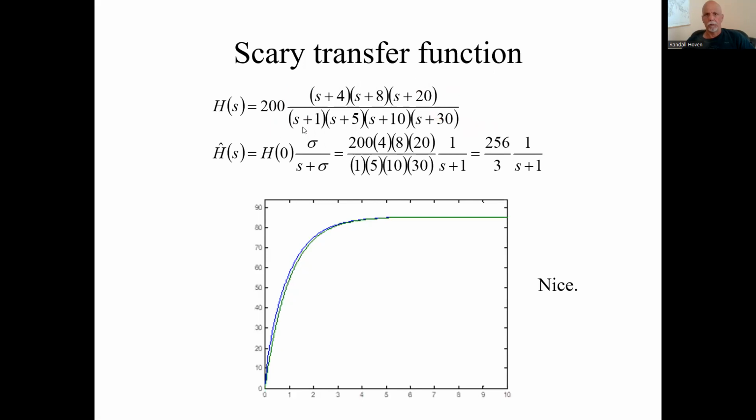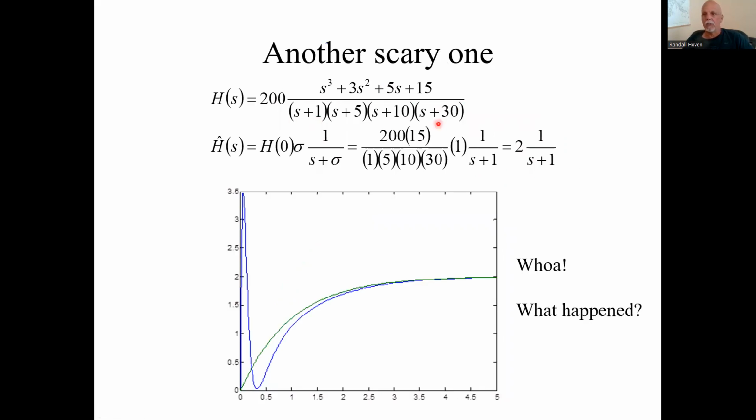Here's a scary looking transfer function. 4 poles, 3 zeros. We'll approximate it with a scaled version of the first order prototype system, and it's a remarkably good match. Nice. Complicated as this looks, this thing has almost the same response. Here's another one with the exact same poles, wildly off. The trick is this numerator, the zeros. You can't ignore the zeros.